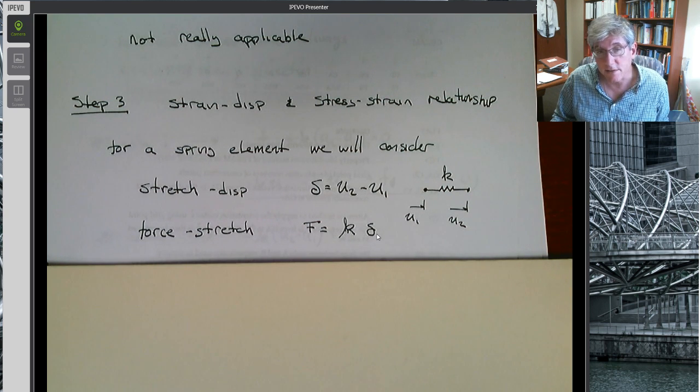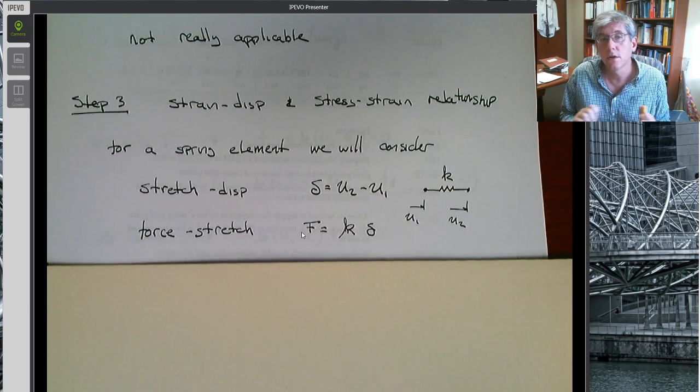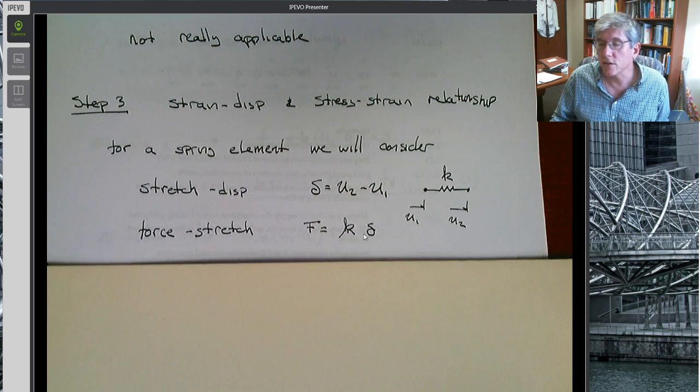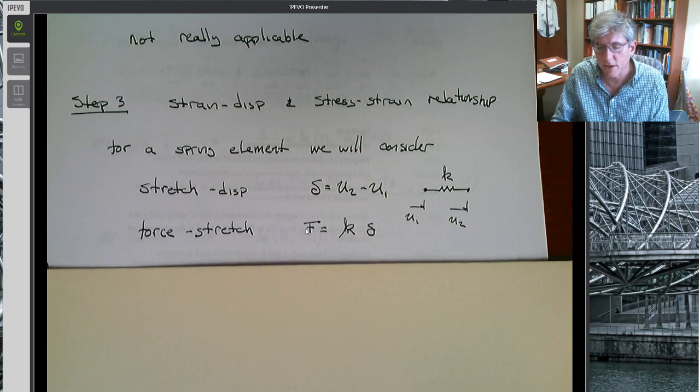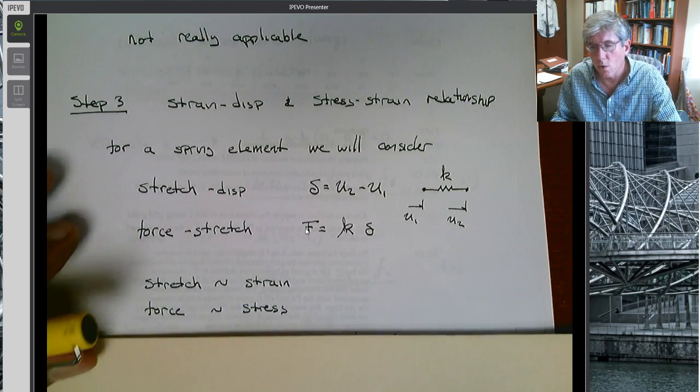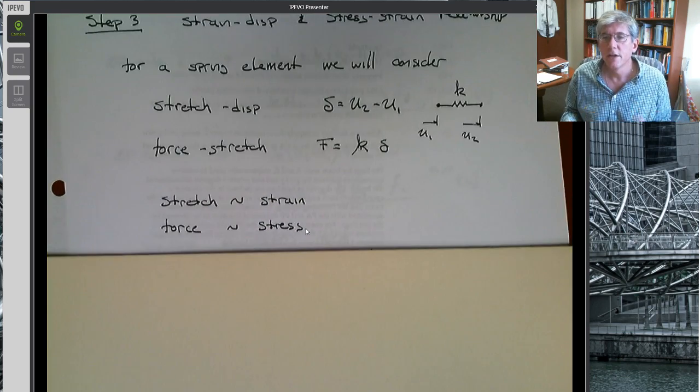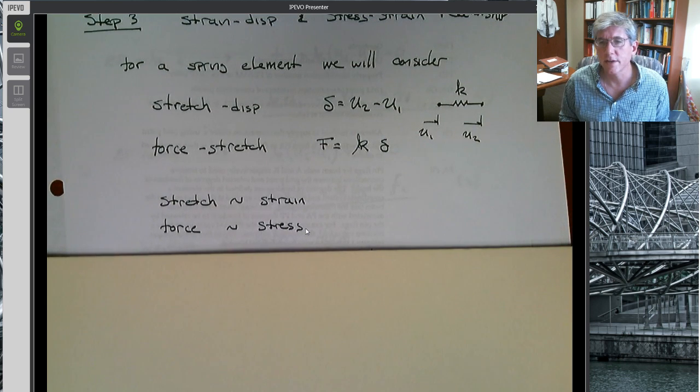So if delta is positive, if you have a positive stretch, U2 greater than U1, you get a positive force, a tensile force. If delta is less than 0, the spring is in compression: U2 is less than U1, so you get a negative delta. The spring is in compression, and the spring force in the element is also negative, right? It's a compressive element force, okay? So for this element, we're going to think of stretch as akin to strain and force as akin to stress, okay?